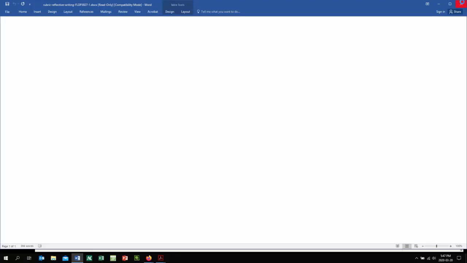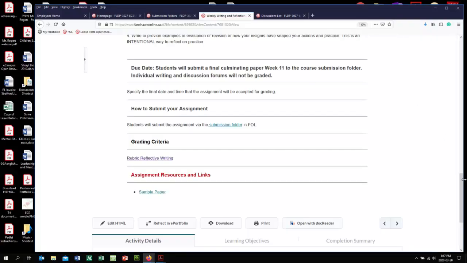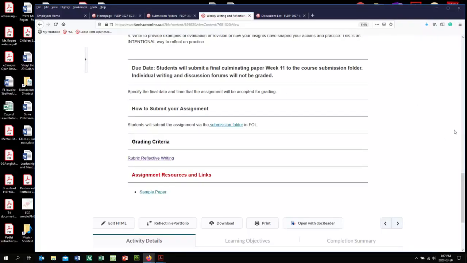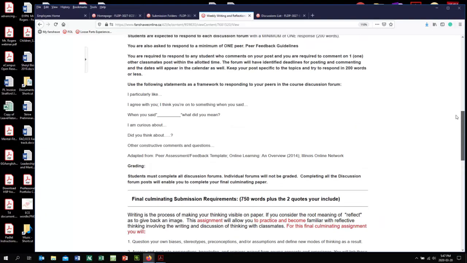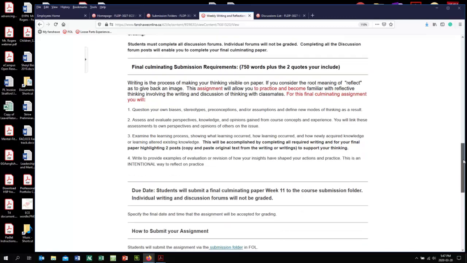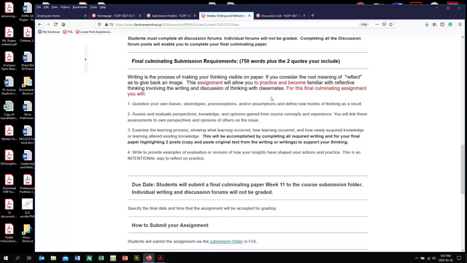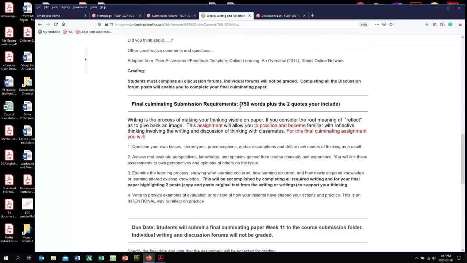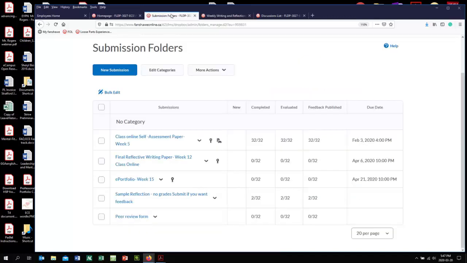So you can see the point of this assignment is that you were to complete the 6 discussion boards, and then you are going to now think about that process and how that influenced, if in any way, your thinking as a reflective practitioner. And you will submit those 750 words, not including the 2 quotes, to the submission folder called Final Reflective Writing.